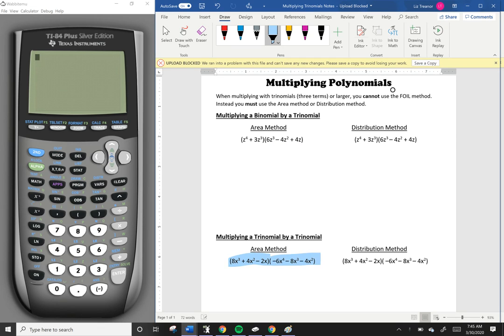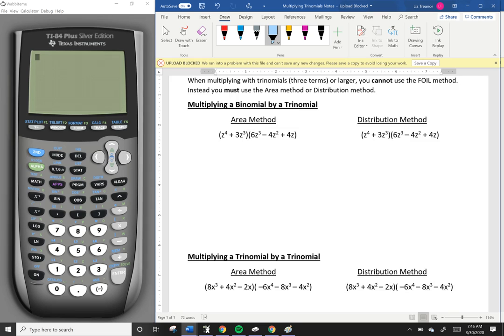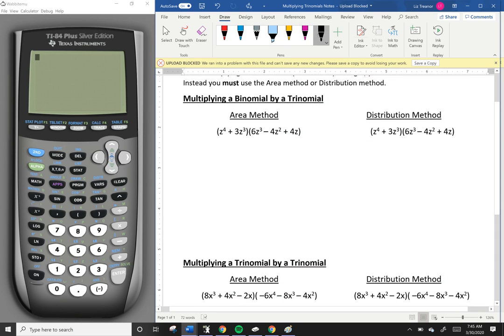They both have polynomials with more than two terms in these examples. So once you have more than two terms, you cannot use FOIL; you must use the area or the distribution method. So I'm going to show you an example of each. Let's start with multiplying a binomial by a trinomial.